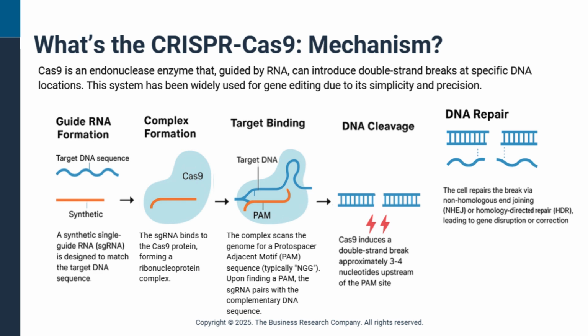And this CRISPR-Cas9 complex helps in inducing a double-stranded DNA break, approximately 3 to 4 nucleotides upstream of the PAM site. And when the DNA is cleaved, the cell will automatically have a repair mechanism to repair the cleaved DNA, and the repair will be done through two modes. One is non-homologous end joining, and second, homology directed repair.